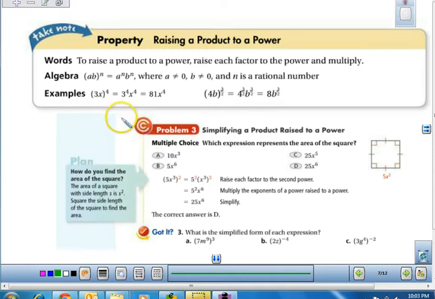Now you're also going to have what's called the product to a power, and that says that when you raise a product to a power, you have to raise each factor to that power. If I have a and b both raised to the n, I have to take a to the n and b to the n. Again, a and b cannot be 0, and n has to be rational. So again, we could write this out 4 times, but we're going to write it as 3 to the 4th and x to the 4th. To evaluate it, 81x to the 4th.